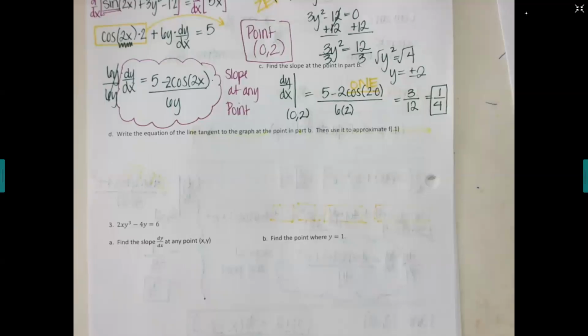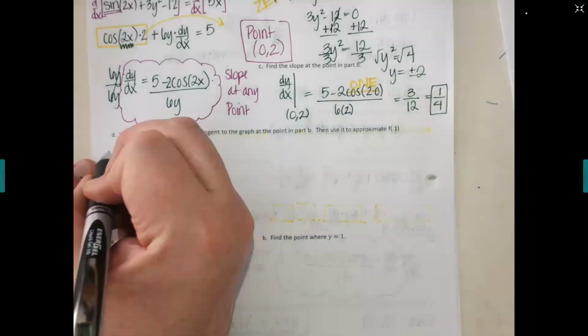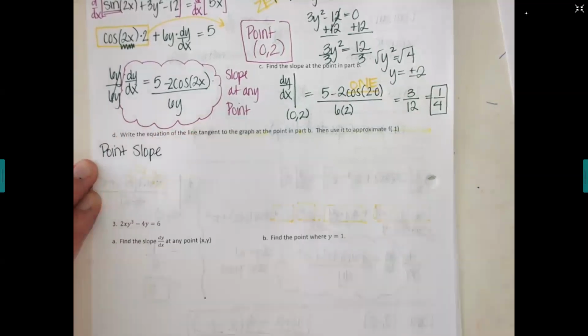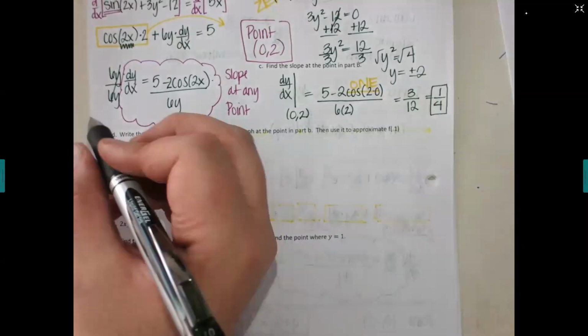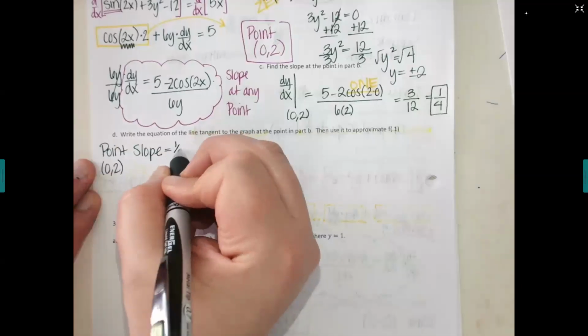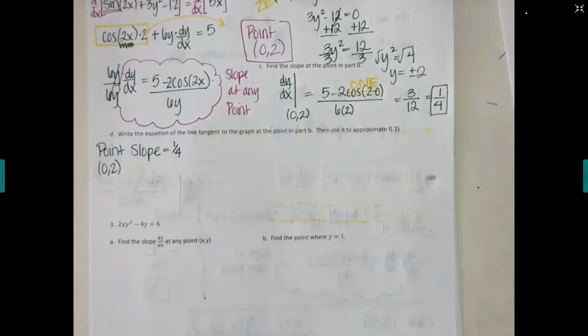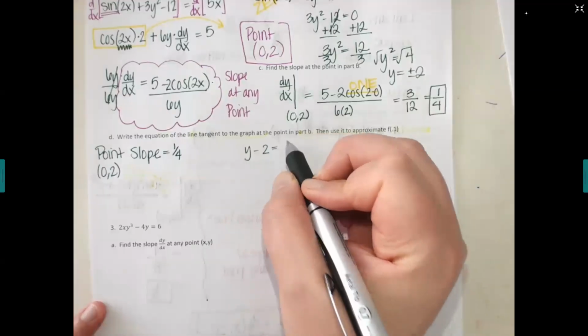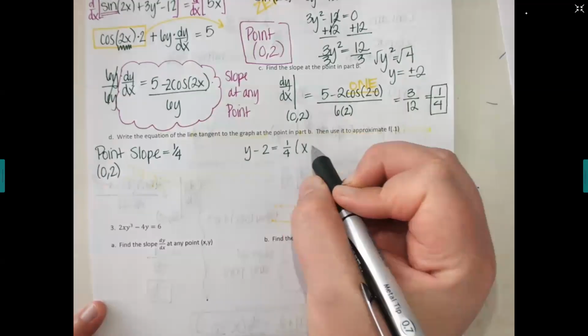Okay, go ahead to part D. We're asked to write the equation of the line. What 2 ingredients do you need to write the equation of a line? Okay, a point and a slope. Very good. Our point is (0, 2). Our slope is 1/4. Then we're ready to write the equation of our line. Go ahead and do it for me. So I have y minus 2 equals 1/4 (x minus 0).